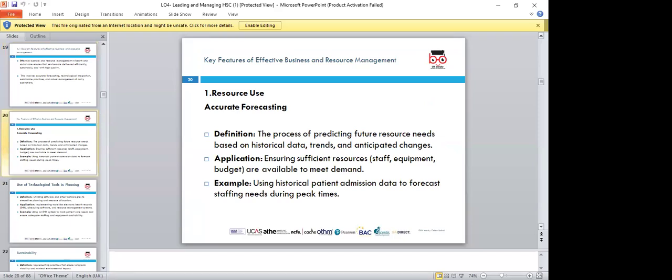Now, when we talk about resource use, relative to accurate forecasting, a better definition of it will be the process of predicting future needs based on historic data, trends, and anticipated changes. What then will be its application?